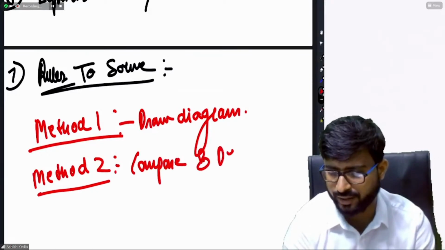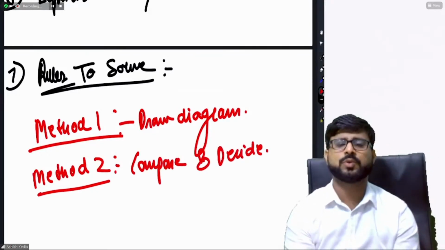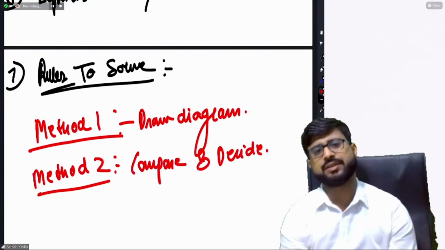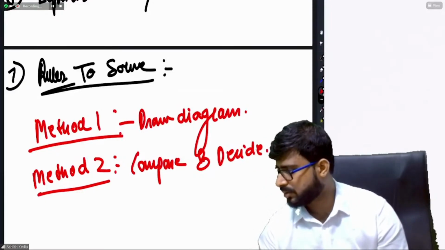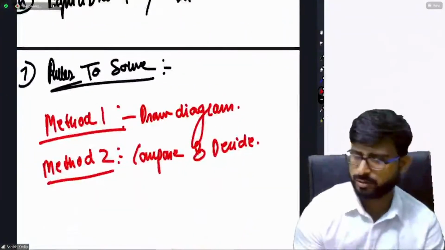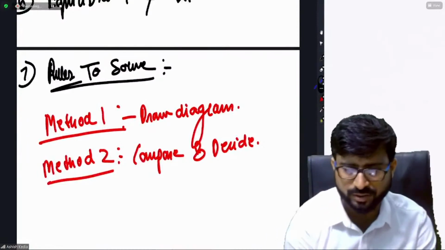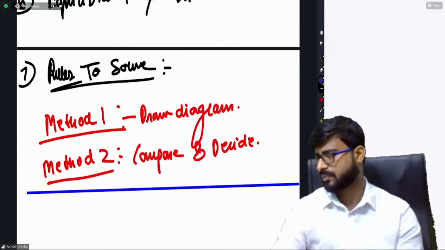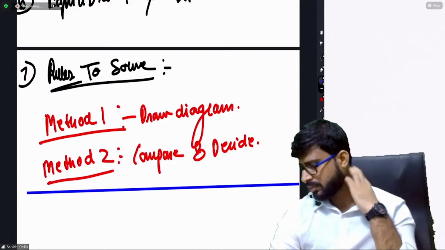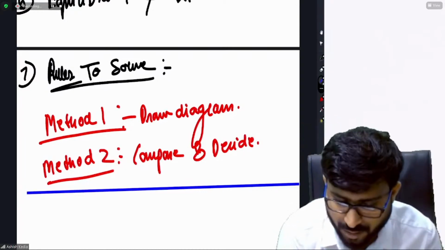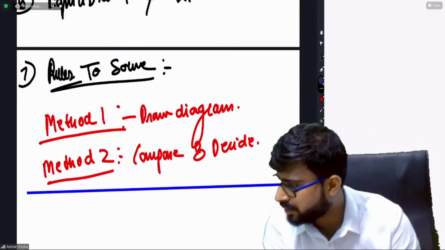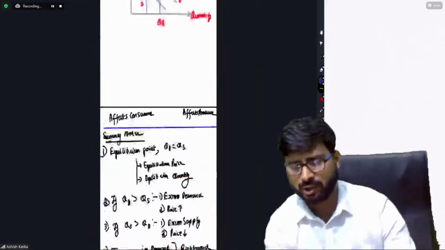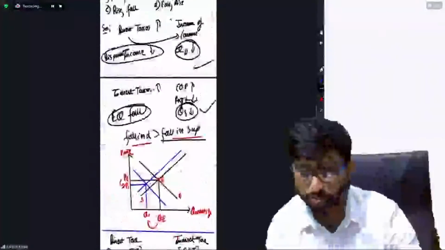Method two is compare and decide. Got it, everyone? Method two is compare and decide. Note it down, fatafat, please. So, friends, if you have noted it down now, then I can reasonably say that you will be able to solve each question from this topic.